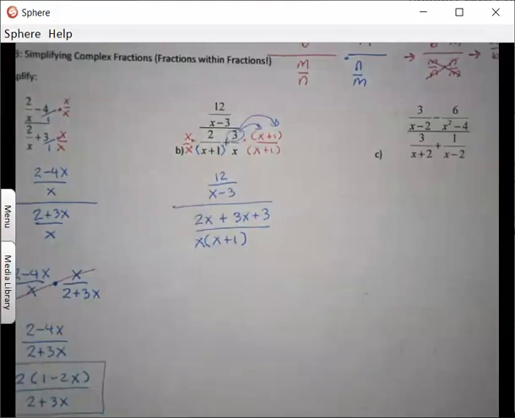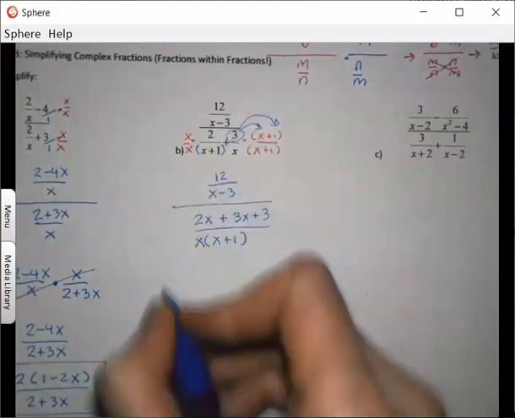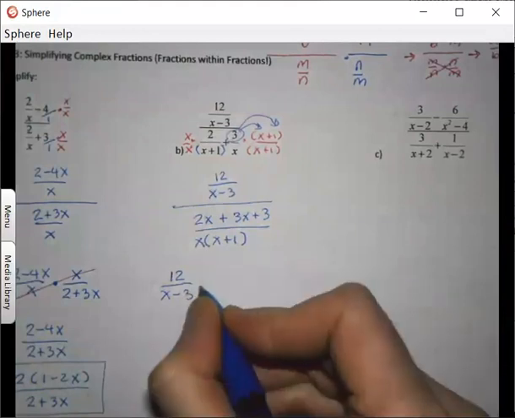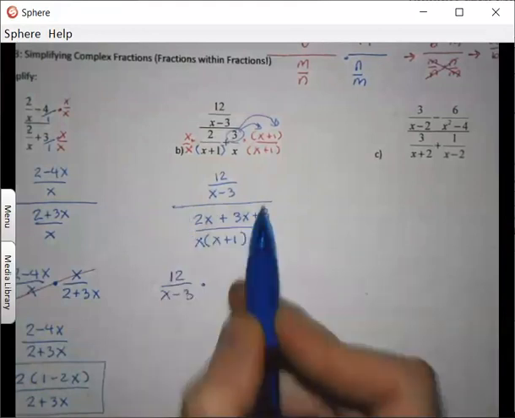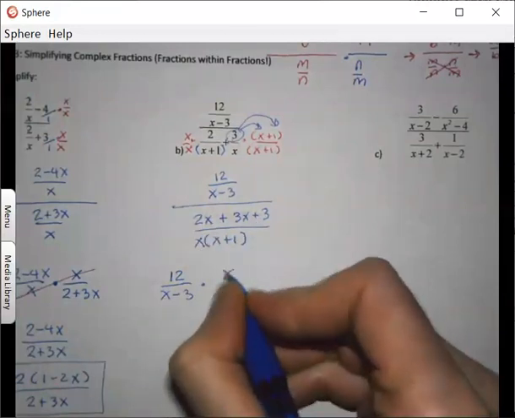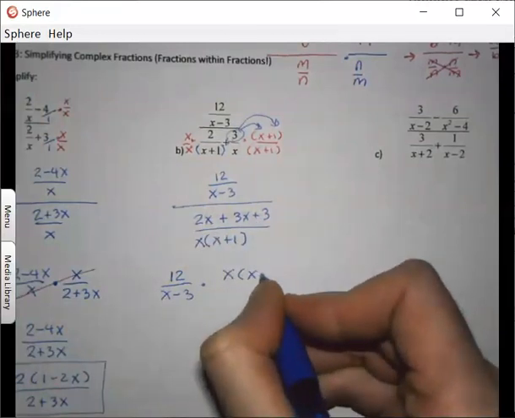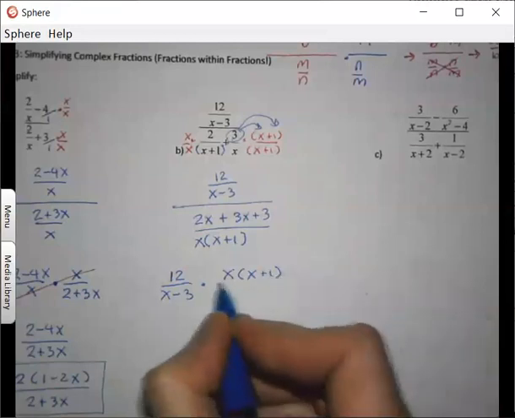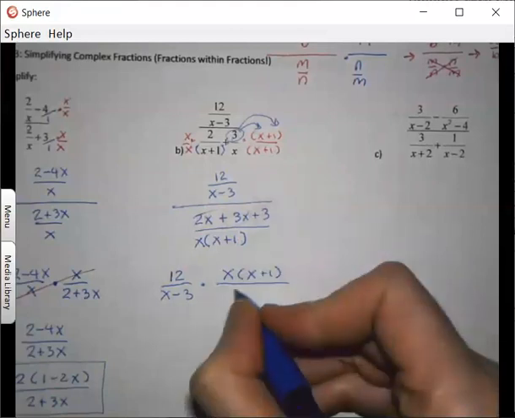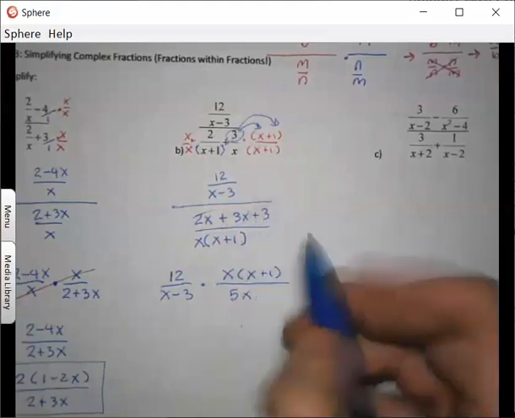Now that the top and bottom are fractions, we can do stay, change, flip. So top stays 12 over x minus 3. Division changes to multiplication, and we flip here. So x times x plus 1 over, and I'm going to go ahead and combine like terms. 2x plus 3x is 5x plus 3.